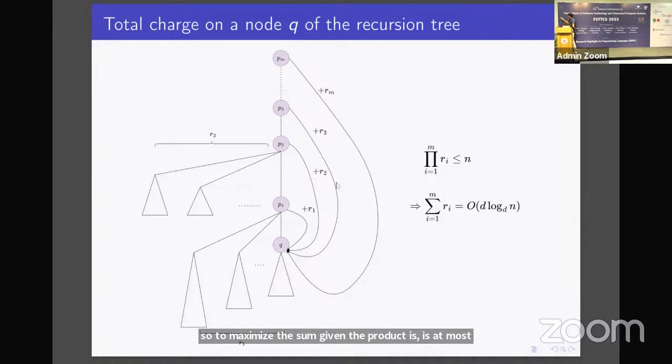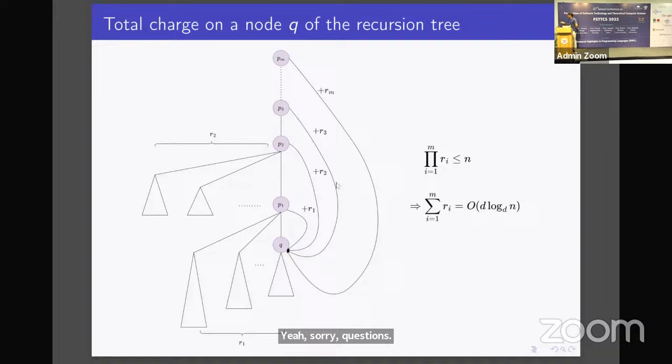And the number of such values can, of course, be at most log base d of n. So the total charge on any node, in fact, is order d times log base d of n. And therefore, the total query complexity is at most n times d times log base d of n. Yeah, sorry. Questions?